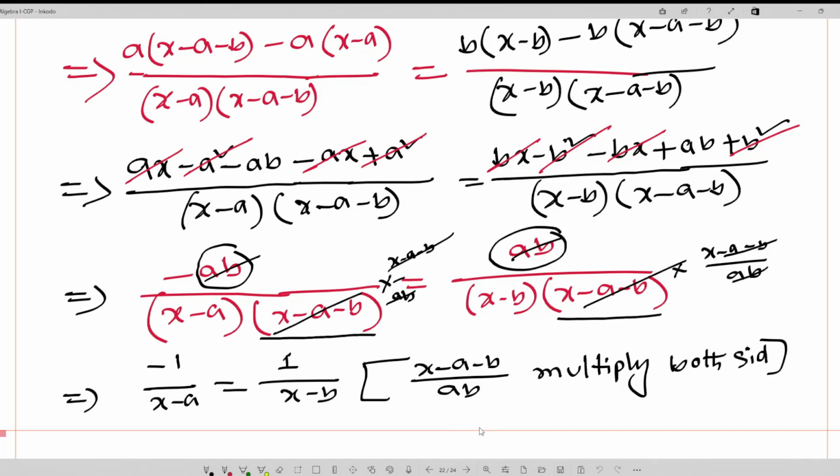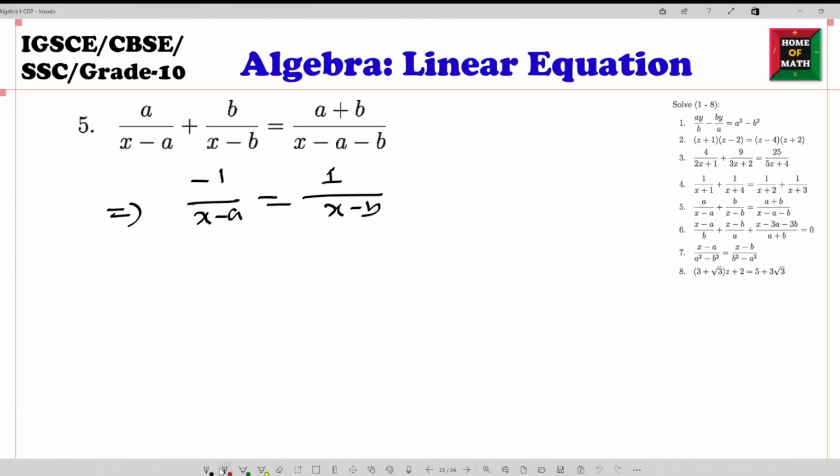So we will turn our page. So here is minus 1 divided by x minus a equals to 1 by x minus b. So we can make cross multiplication. So x minus a equals to minus, x minus b. So we can write cross multiply.